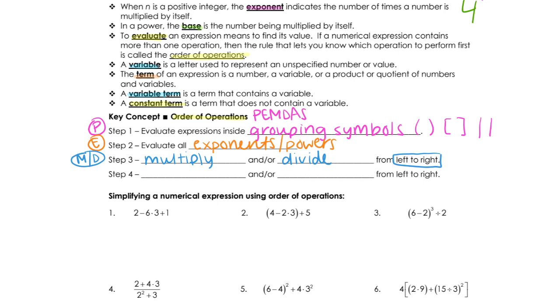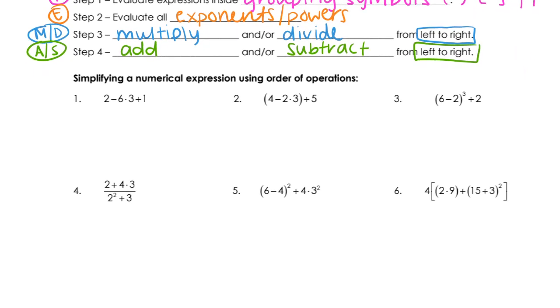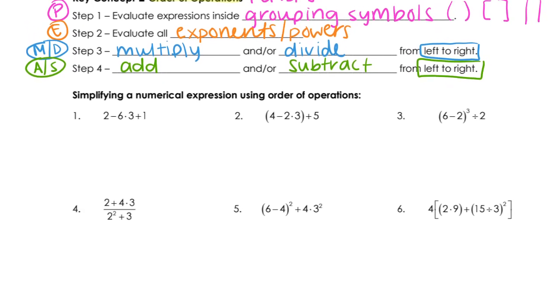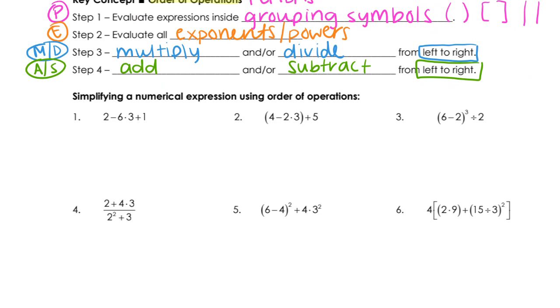After that, we have step 4, which would be the A and the S of PEMDAS. So this would be add and or subtract. But again, the biggest mistake people make is they don't follow that left to right rule. And we will talk much more about this when we look at our examples here. So I will leave those at the top there.